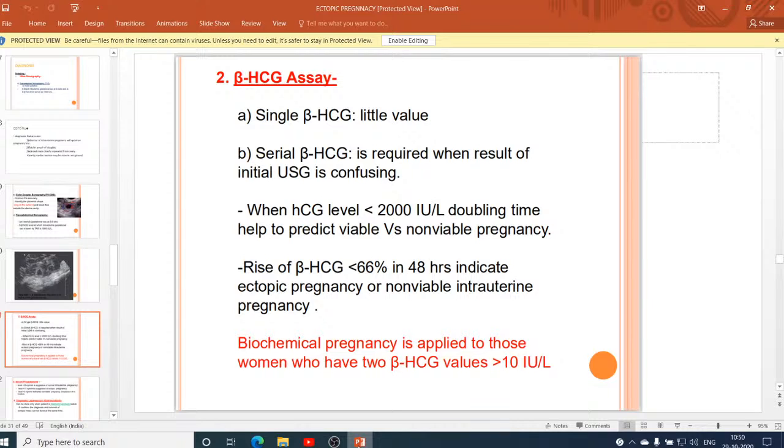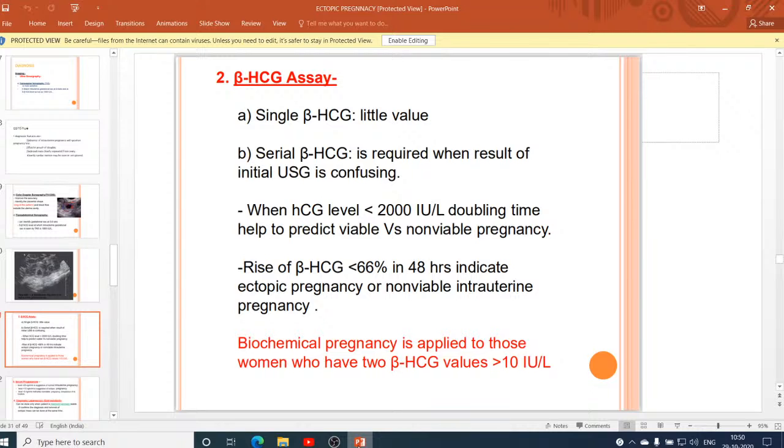In normal pregnancy, what happens? After 48 hours, the beta HCG will double the previous HCG, and in ectopic pregnancy, it will decrease. So we can actually diagnose by beta HCG level also.